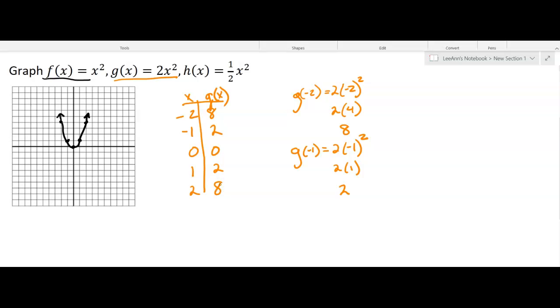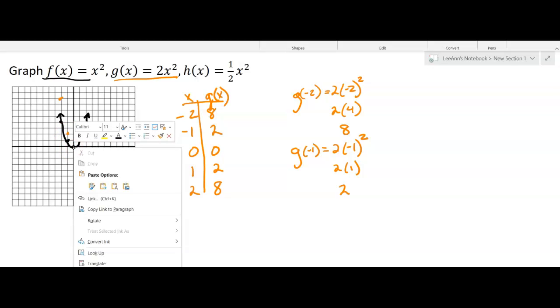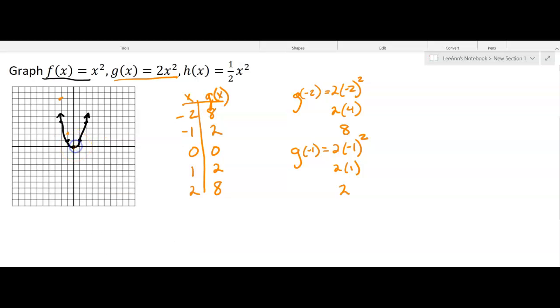So if I graph these, -2, 8 would be way up here. And then -1, 2 would be right there. And then 0, 0, that would still be right there. Then I'd have 1, 2, and then I'd have 2, 8. Okay. And it's going through this point right there. Okay? So it's kind of stretched the parabola.